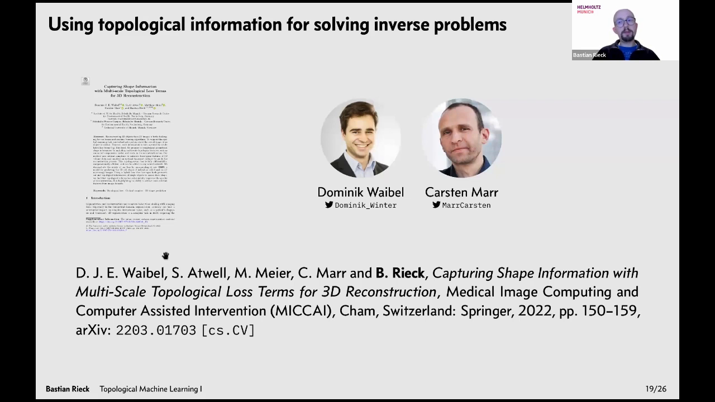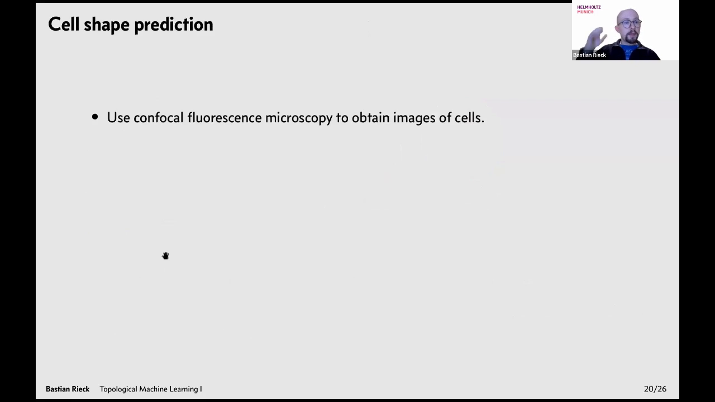I use the umbrella term using topological information for solving inverse problems here, because what I'm going to show you is indeed an inverse problem. This is joint work with a couple of people, but most specifically Dominic and Karsten, and it appeared in MICCAI 2022. Now, the goal is to do cell shape prediction.